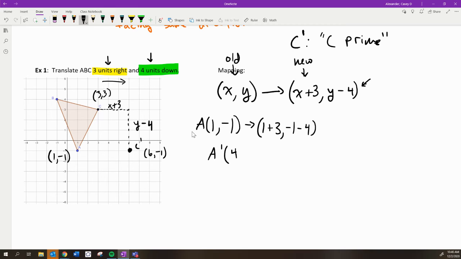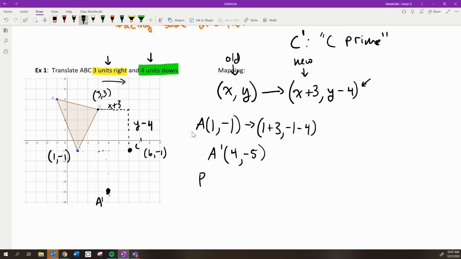1 plus 3 is 4, -1 minus 4 is -5. Okay, so then I'll find A prime. That's at (4, -5), and bam, there it is right there, A prime. And you can also see that I moved it over 3 and down 4.